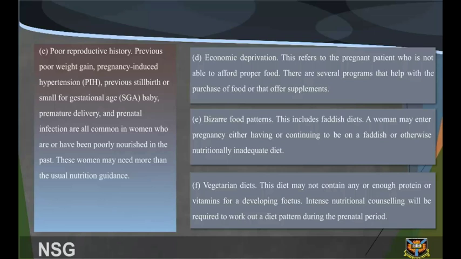Economic deprivation. This refers to the pregnant patient who is not able to afford proper food. There are several programs that help with the purchase of food or that offer supplements. Bizarre food patterns. This includes faddish diets. A woman may enter pregnancy either having or continuing to be on a faddish or otherwise nutritionally inadequate diet. Vegetarian diet. This diet may not contain any or enough protein or vitamins for a developing fetus. Intense nutritional counseling will be required to work out a diet pattern during the prenatal period.